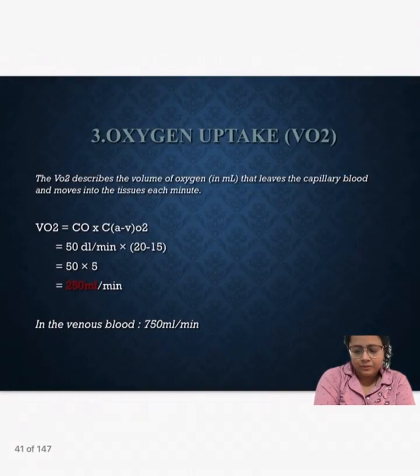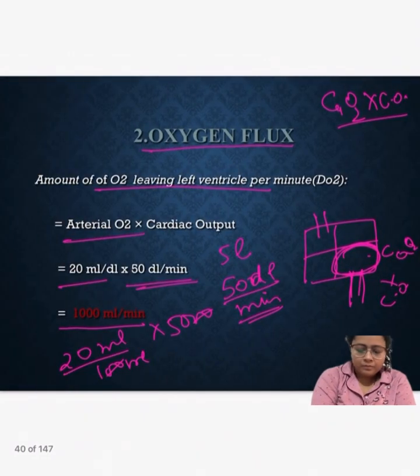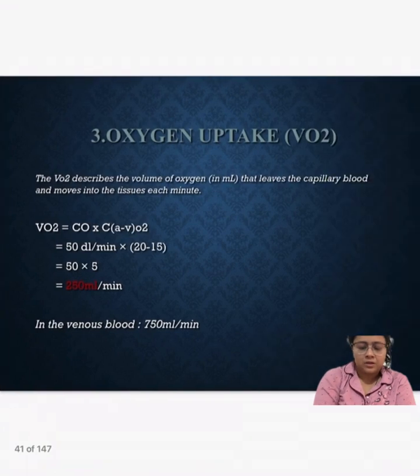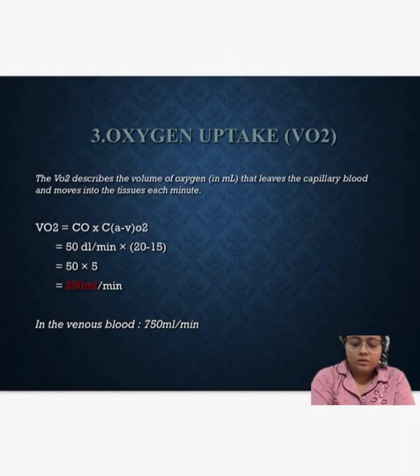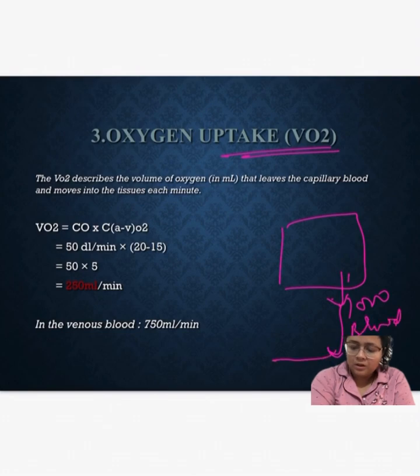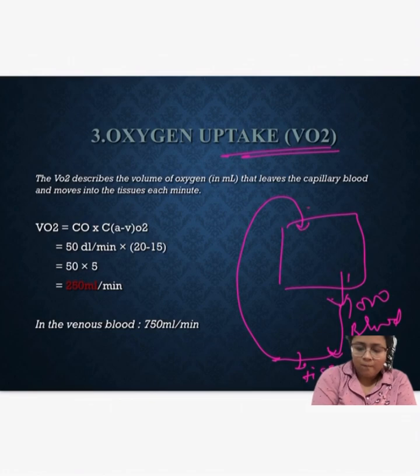So oxygen flux is called DO2. DO2 is equal to 1000 ml per minute. So how much oxygen do we utilize? Oxygen utilization: whatever we had sent, 1000 ml, goes to the blood and then the tissues, and then comes back. So how much is coming back?